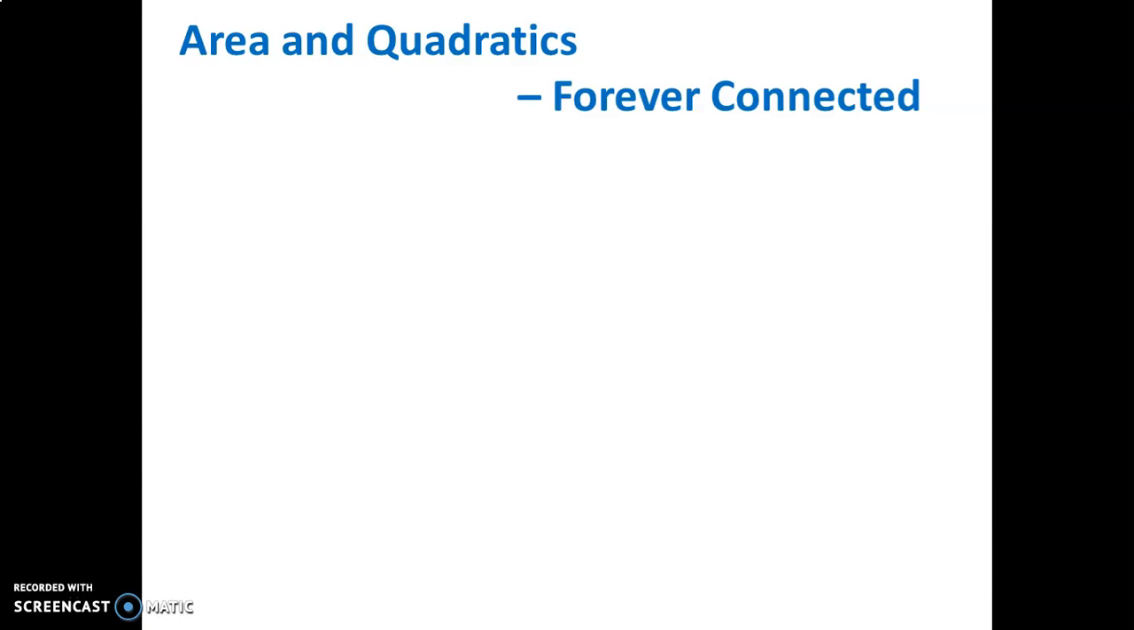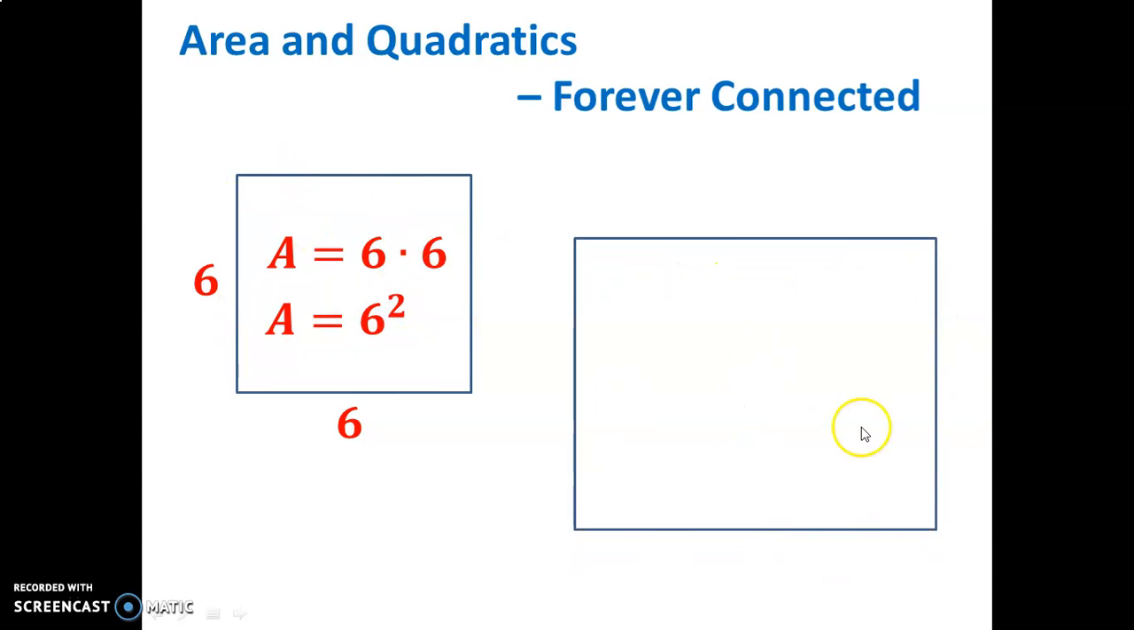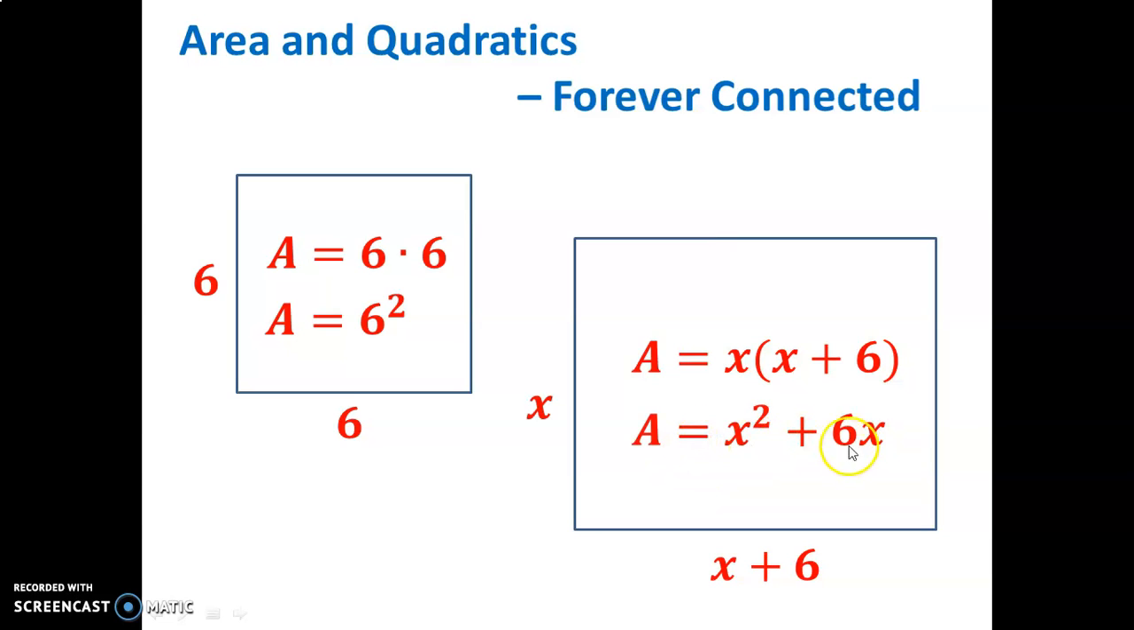We have area and quadratics forever connected. So here is a square. Let's say that square has sides 6 by 6. Well, we know the area will be 6 times 6, which is 6 squared. So we already see that square popping up there, right? What if we have another shape? It's a quadrilateral, not a square this time. It has sides of x and another one x plus 6. Well, what will the area be of that one? The area is x times x plus 6, which yields x squared plus 6x. So notice we have the x squared again. That is why I said quadratics and area are always connected.